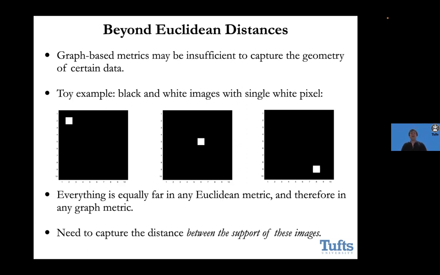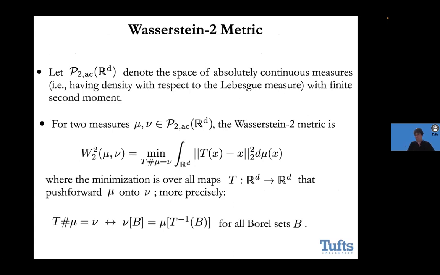What I really need is a metric that is able to capture this idea that two images here should be similar if the locations of these pixels are themselves similar. It should capture the support of these images and the distance between them. And that is something that Wasserstein distances do. It's a very, very well studied topic.